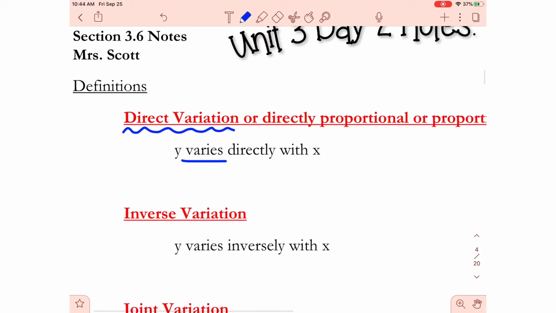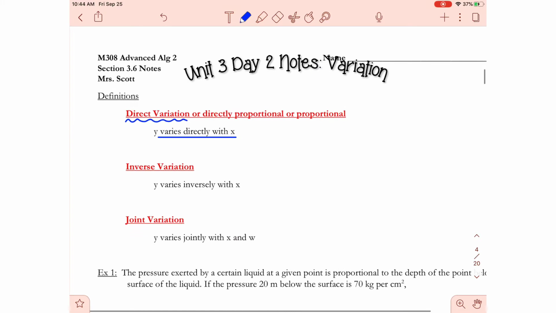That's the first one. And you might see this key term: y varies directly with x. That means as x increases, y also increases. It's kind of like a positive slope. And then there's inverse variation, where if x increases, y might decrease, so there is an inverse relationship. If we see inverse variation, it'll say y varies inversely with x.